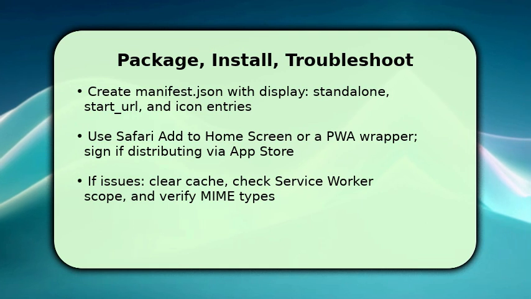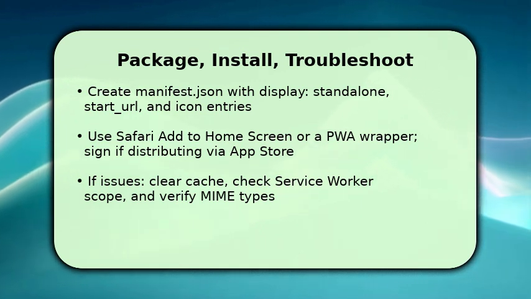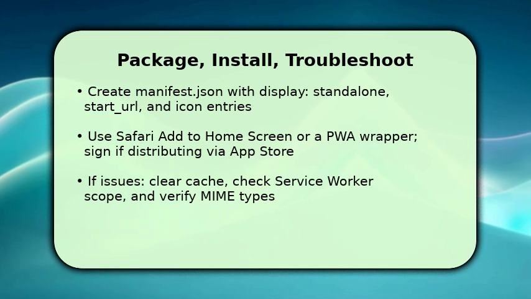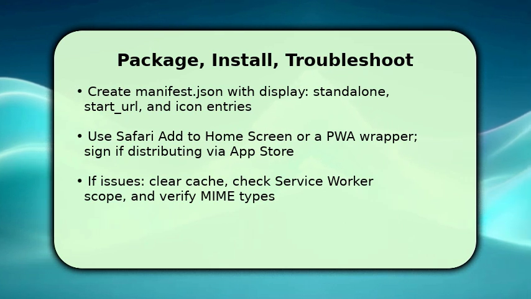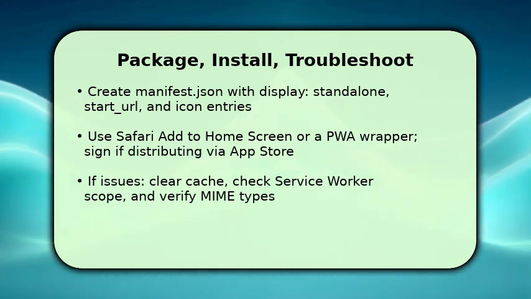If installation or offline features fail, clear the browser cache, unregister service workers, check their scope, and confirm server MIME types for JS and JSON. These steps close the loop and resolve most problems.